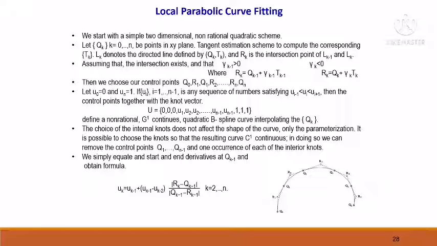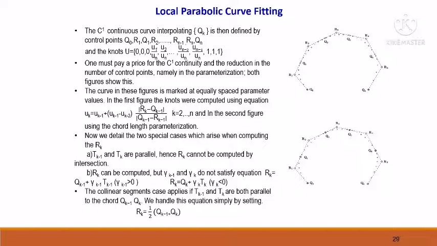We simply equate start and end derivatives at qk minus 1 and obtain the following formula, which is uk equal to uk minus 1 plus uk minus 1 minus uk minus 2 mod of rk minus qk minus 1 divided by mod of qk minus 1 minus rk minus 1, where k is from 2 to n. The C1 continuous curve interpolating the set Qk is then defined by control points Q0, R1, and so on till Rn, Qn, and the knots in the set U as shown here.